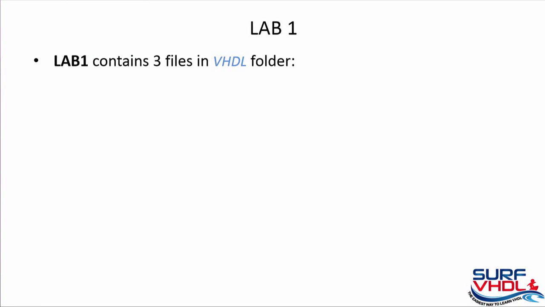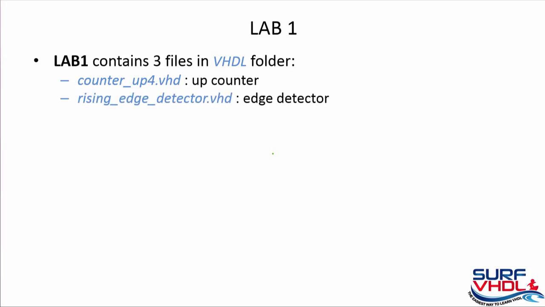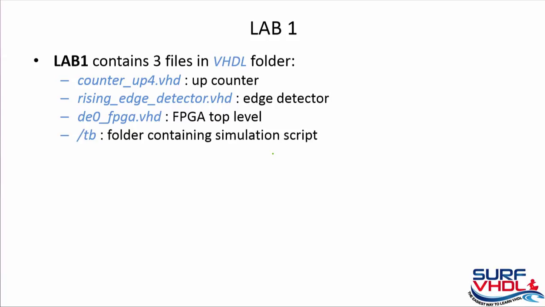So it's time to start coding. Open Lab 1 folder that contains 3 files in VHDL folder: Counter_up4, that is the up counter, rising_edge_detector.vhd, the edge detector, and DA0 FPGA, that is the top level of the FPGA. The TB folder contains the simulation script.